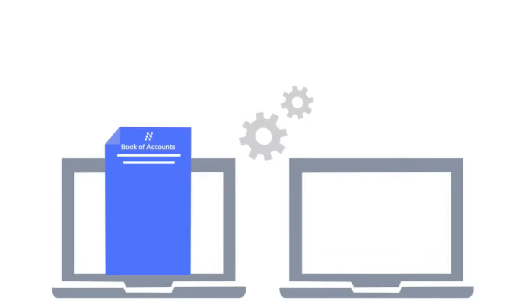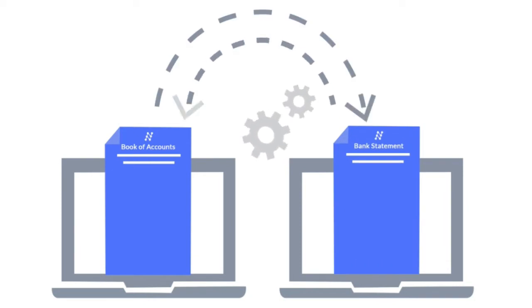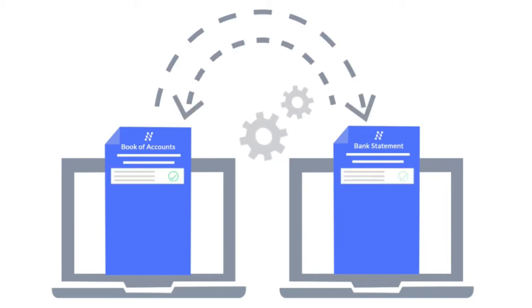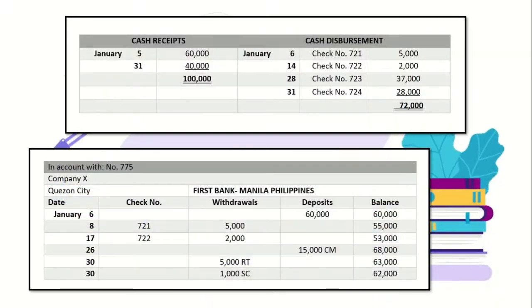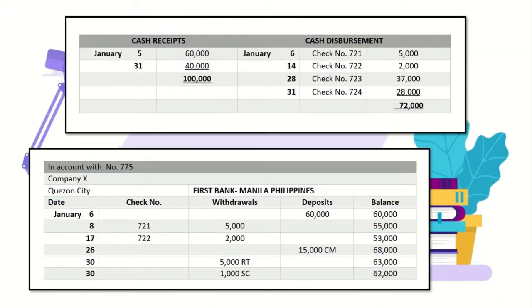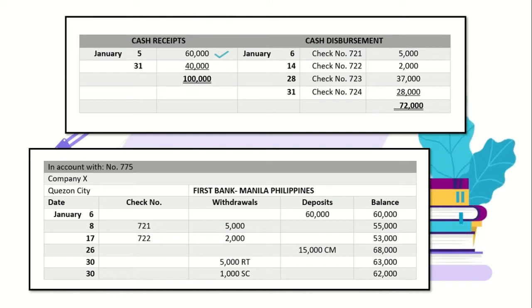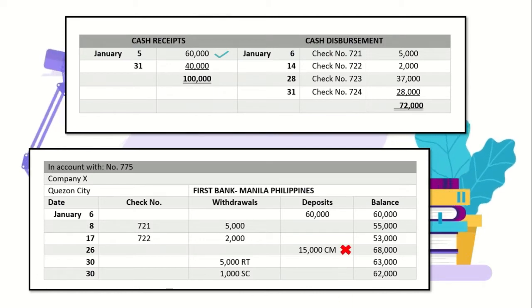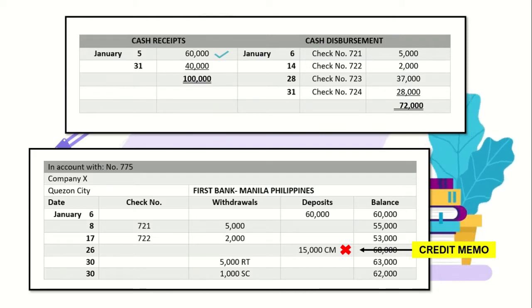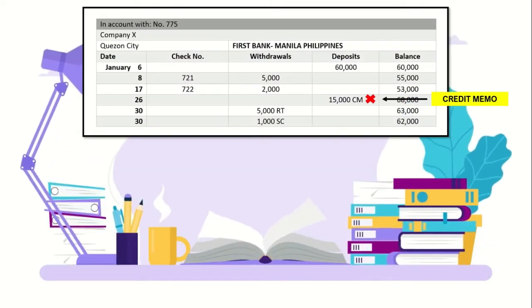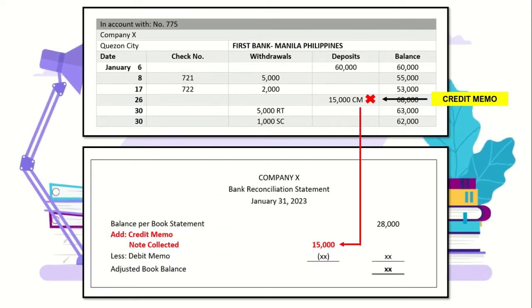Amounts that are in the bank statement but not in the ledger are book reconciling items. Again, we will mark the items that appear on both the bank statement and the ledger, and those not marked are the reconciling items. In the illustrative problem, the deposits amounting to 60,000 are properly reflected on the cash receipts of Company X, but in the bank deposits, there is one item that is not present in the ledger, and this is represented by a CM of 15,000 on January 26. The book balance is understated in relation to the correct cash balance. Hence, credit memos are added to the book balance amounting to 15,000.